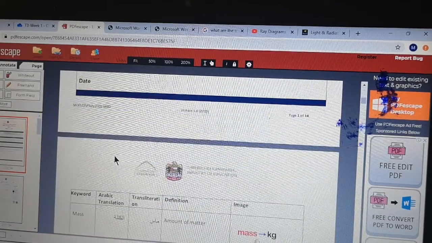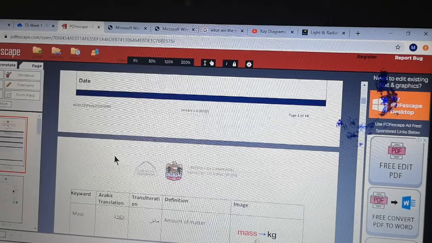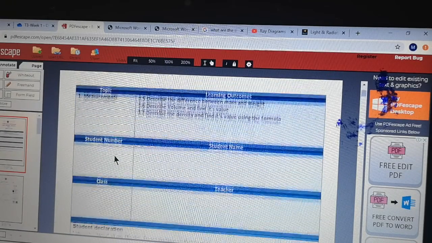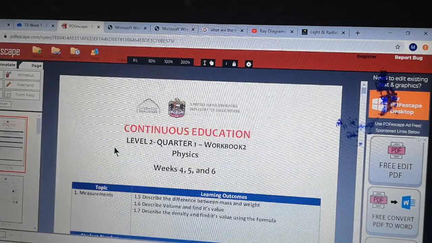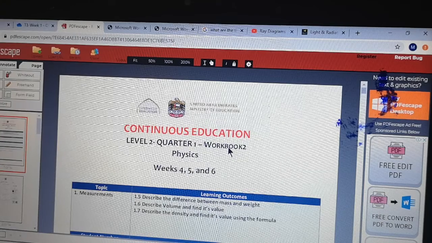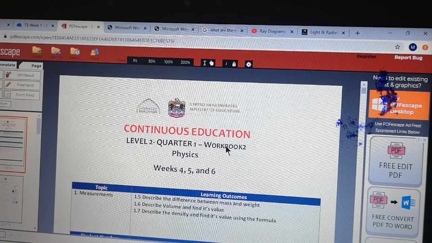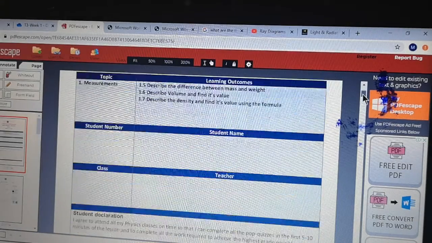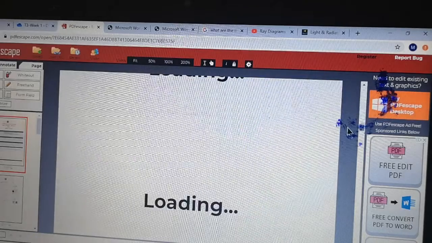This is everything you need to know for week 5 in the workbook. We've already done week 4 in another video. It's all about measurements, this workbook. Just check you have workbook 2 with you. We can do this live, so you can watch the video and complete it on your laptop. If not, you can watch it and pause it as you go.